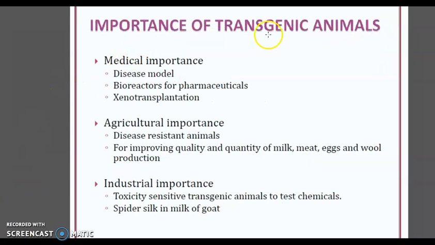So let's see the importance of transgenic animals. The medical importance includes the disease model. They are used for research and study purposes, and as bioreactors for the production of pharmaceutical products. And in xenotransplantation, xenotransplantation is the transplantation of living cells or tissues or organs from one species to another.